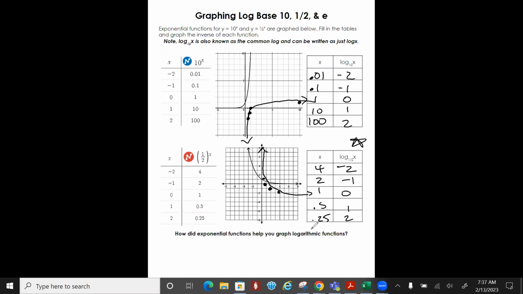Okay, so notice how it's a reflection across the line y equals x. Right? I draw a line at y equals x. Boom, reflection across it. Good so far?